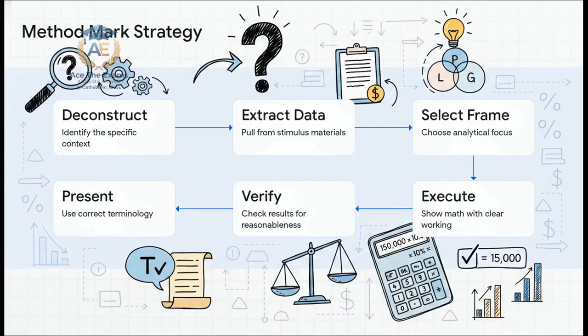Step 3. Select your analytical framework. Are we talking about profitability, liquidity, or gearing? Pick one and focus. Step 4. Execute with clear working. Show your math on the page. Even if your final calculation gets messed up, showing the working secures the method mark. Step 5. Verify your results for reasonableness. Does this number make logical sense? Step 6. Present your final answer with correct professional terminology.